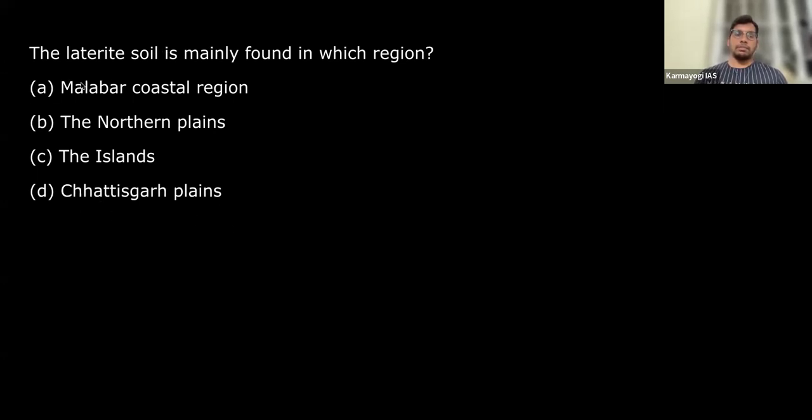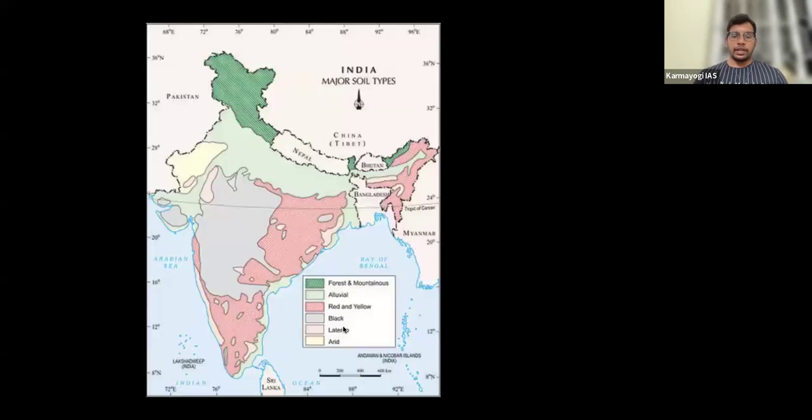So the answer is Malabar coastal region. You can see here the laterite soil, the light dim colored one. In the Kerala coast, we have laterite soil. Beyond that, we also have it near Rajasthan and the border to Gujarat. So these are the two main regions, and then a little bit in the Odisha coastal region and the Carnatic region. So these are the three regions.